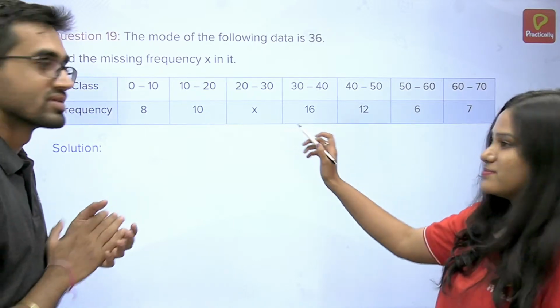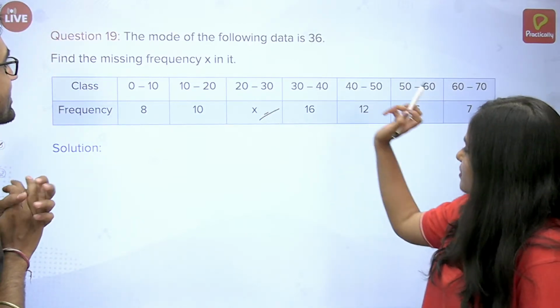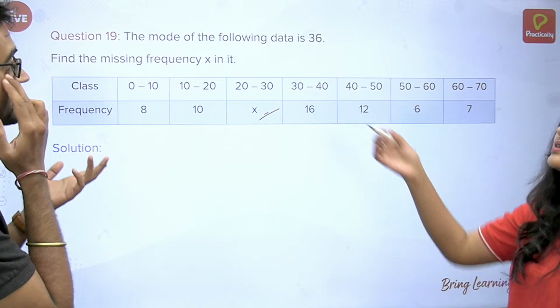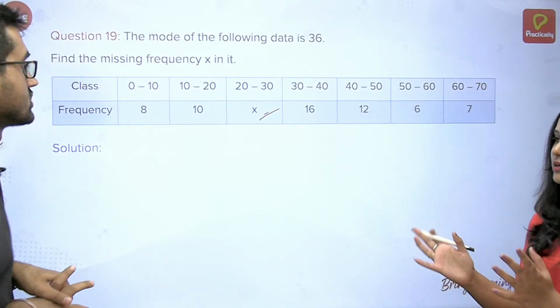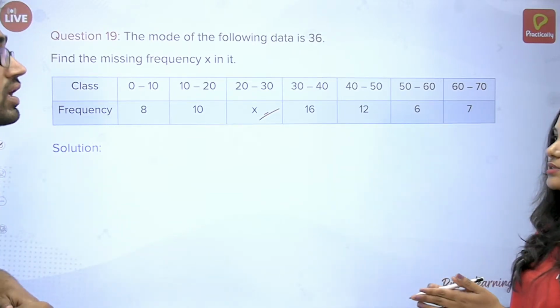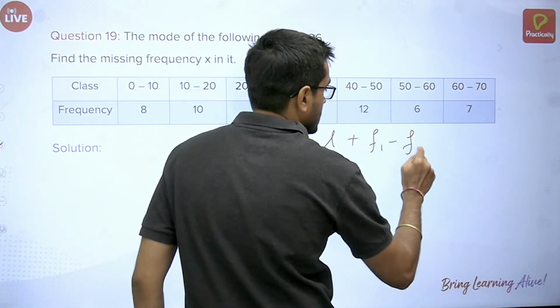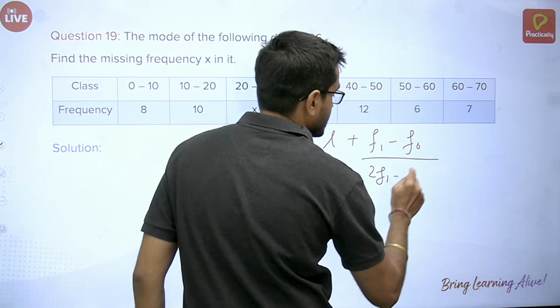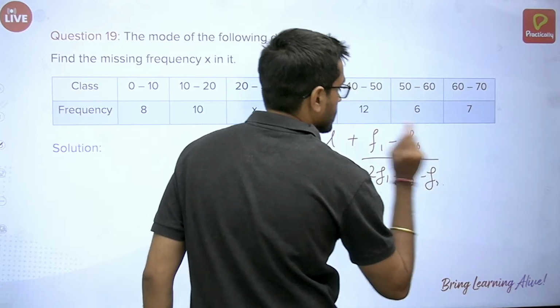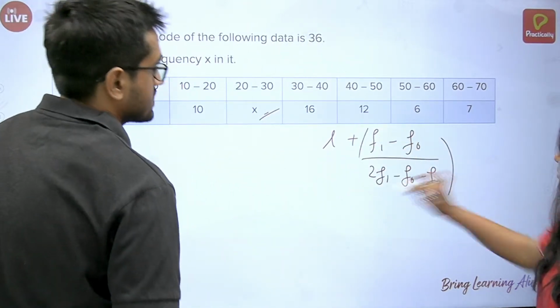Okay, tomorrow also. So here also we have to find the missing frequency only. I think mode is given this time. It is easy, just apply the formula. Mode is L plus F1 minus F naught over 2F1 minus F naught minus F2, into H.